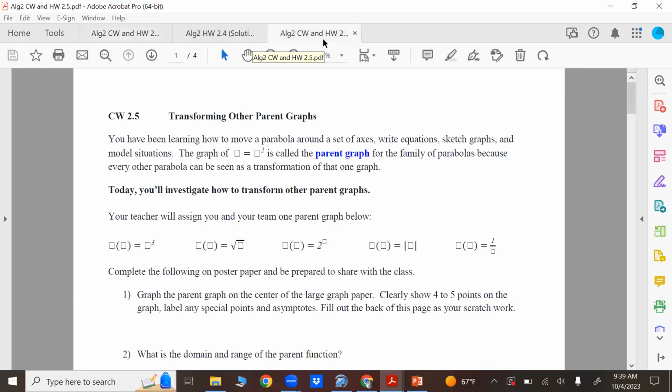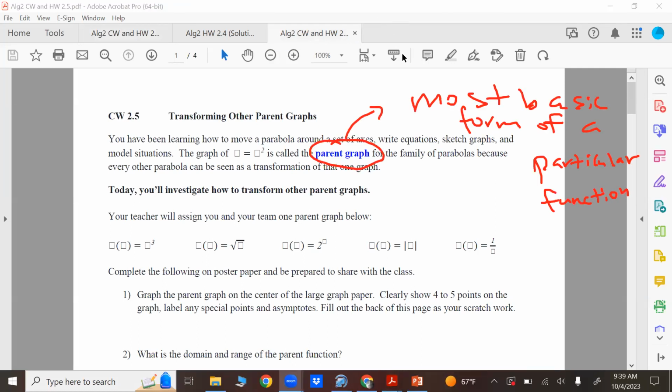So what we're going to do is transform all these different types of functions. The parent graph is the most basic form of a particular function, and we're going to talk about the parent graphs, and then we're going to shift them afterwards. So what we've done so far is this. We've done y equals x squared, right? We've done that. But here are the other ones we're going to talk about. I'm going to write it like this, by the way: f of x. So we're going to use f of x notation. Y and f of x are the same thing, just so you know.